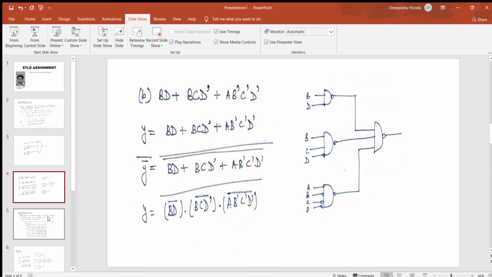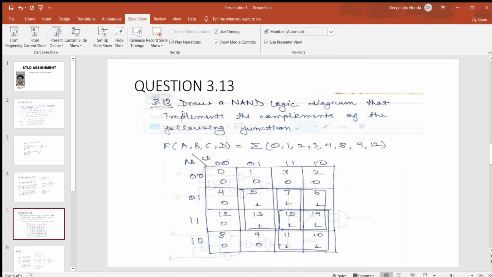Let's move on to the next problem. Question number 3.13. Draw a NAND logic diagram that implements the complement of the following function. Now we have to focus on one thing, that we have to find the complement.